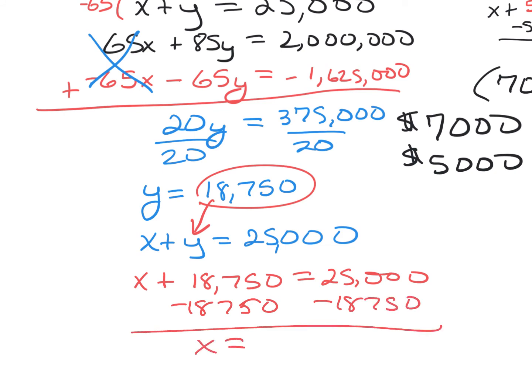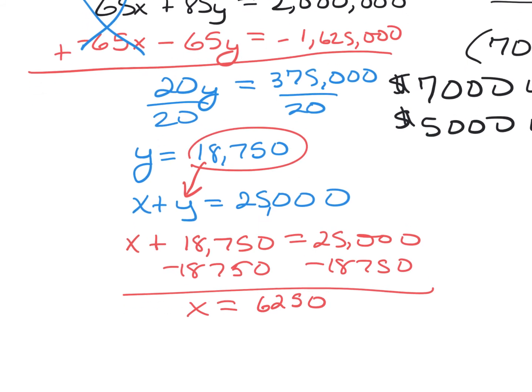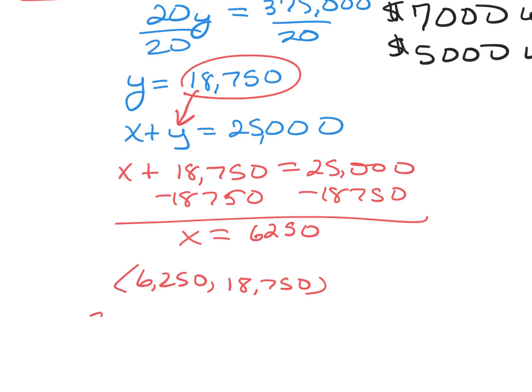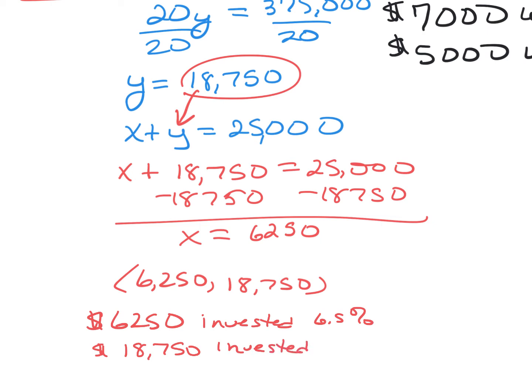And x is equal to 6,250. So as an ordered pair, 6,250, 18,750. And again, if you had to describe it in words, $6,250 was invested at 6.5%, and $18,750 was invested at the higher rate of 8.5%.